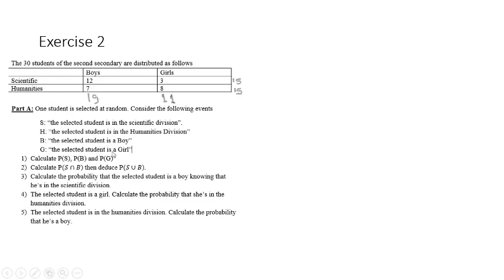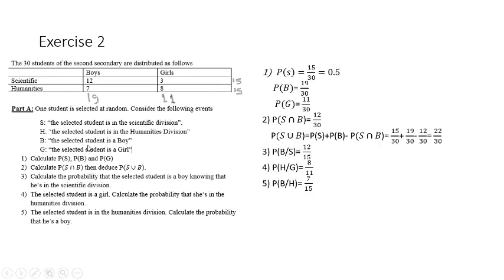And G is the selected student is a girl. Okay. Probability of S is scientific. Scientific, we do have scientific 15 out of 30. Okay. Probability of B, boy. Boy are 19 out of 30. Probability of G. G is a girl, 11 out of 30.